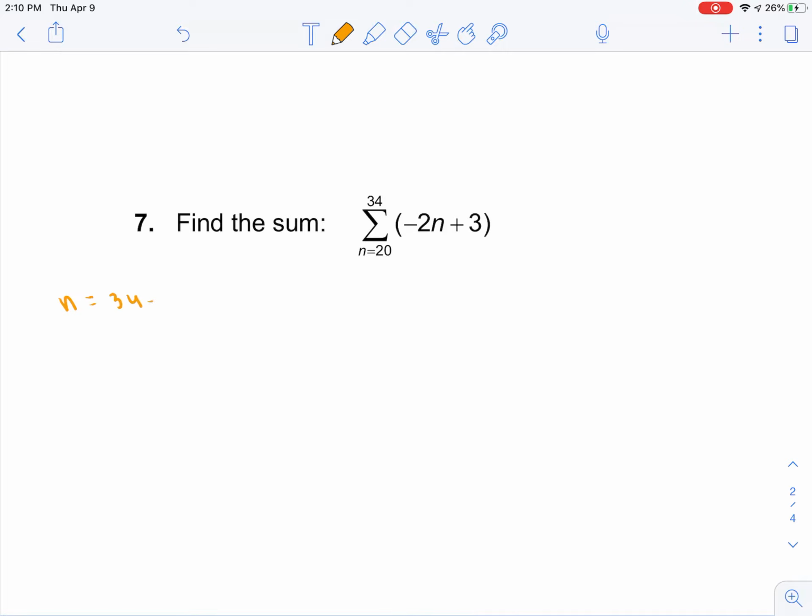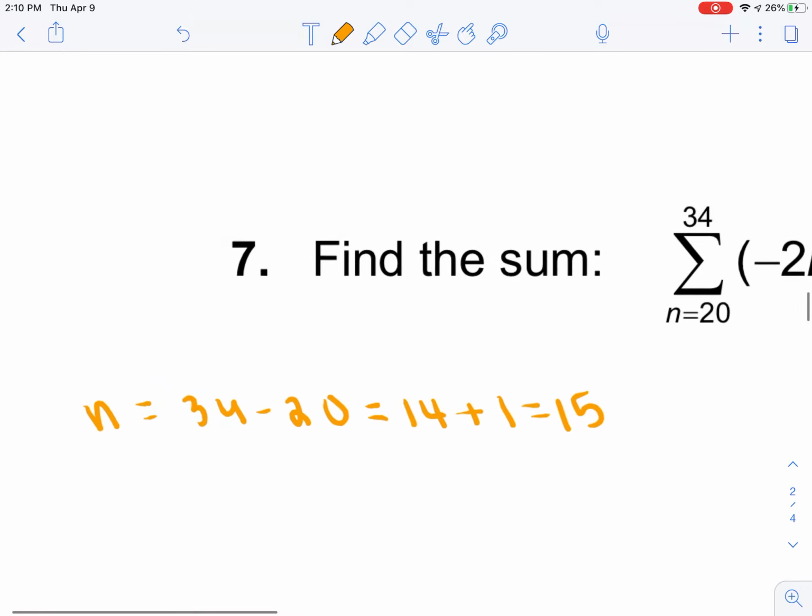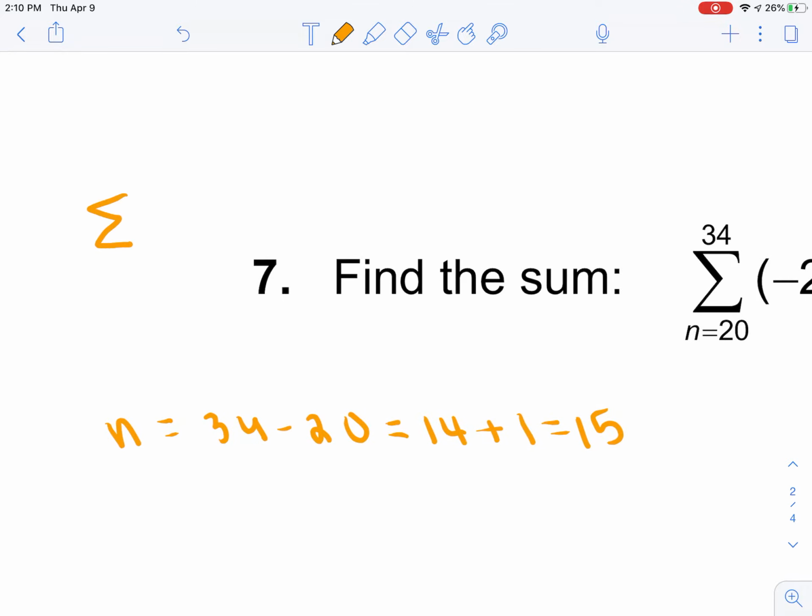You're going to do the 34 minus the 20. That's 14, but then you're going to add 1 to that quantity, and this is actually 15 terms. To show it to you a different way, let's just say I had a sigma, and at the bottom I had n equals 0, and at the top I had 1. You would have to sub in a 0, you'd have to sub in a 1. That would actually be 2 terms that you're finding and adding together. But if you subtract these, that only equals 1. So you have to add 1 always to the difference of those 2 numbers.